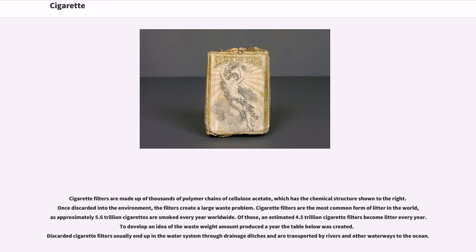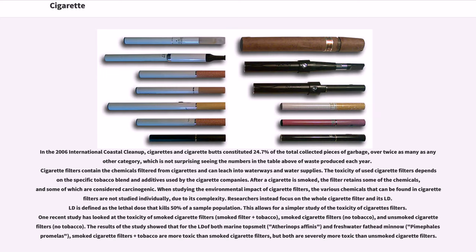Discarded cigarette filters usually end up in the water system through drainage ditches and are transported by rivers and other waterways to the ocean. In the 2006 International Coastal Cleanup, cigarettes and cigarette butts constituted 24.7% of the total collected pieces of garbage, over twice as many as any other category, which is not surprising seeing the numbers in the table above of waste produced each year.